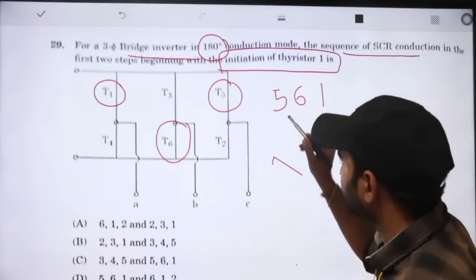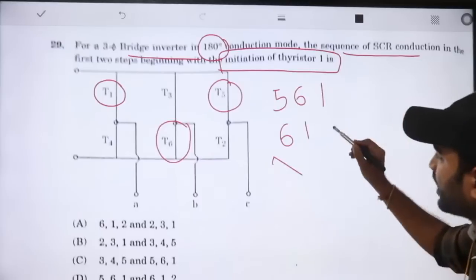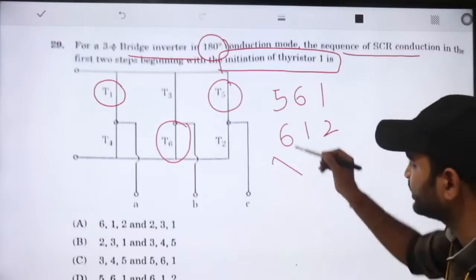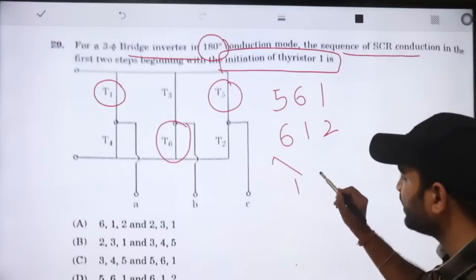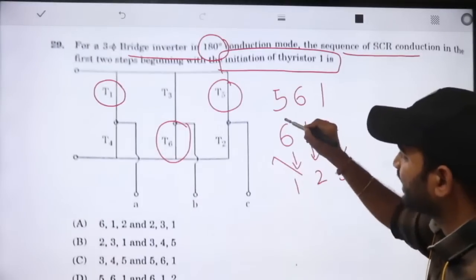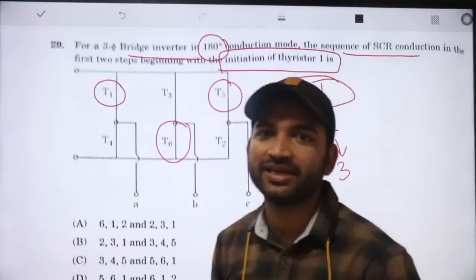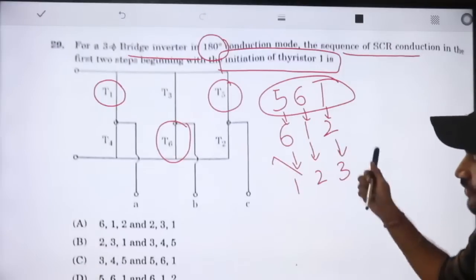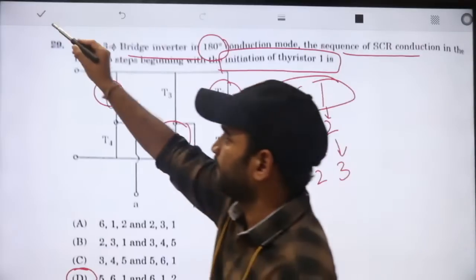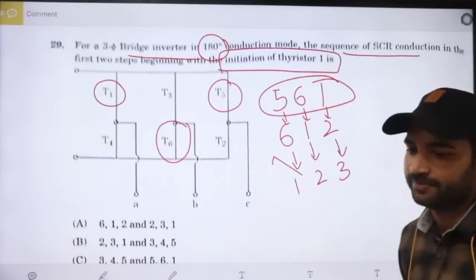Next, after 5 you will get 6, after 6 you will get 1, after 1 you will get 2. The cyclic process will continue. 6 means again you will get 1, 1 means 2, 2 means the next is 3. So this is the region where the thyristors are going to operate like this: 561, 612. So the option will be D for this question. Why? Because these are the thyristors' operating region.